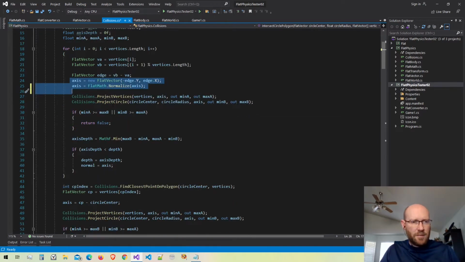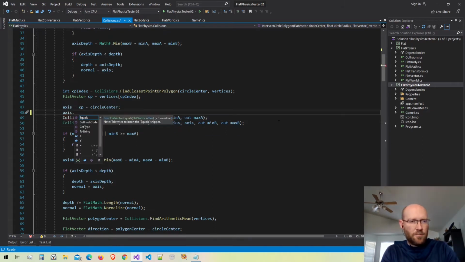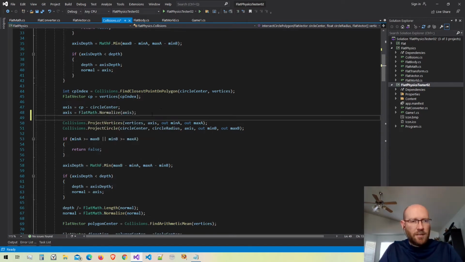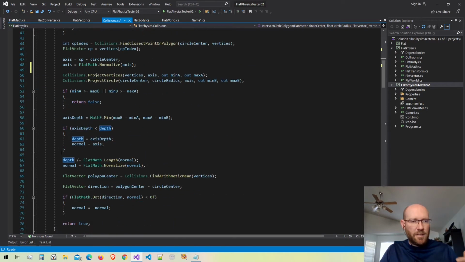There's that one. We also need to scroll down here. Here's the next axis. We're finding the axis between the closest point on the polygon and the circle center. Again, we're going to project the vertices onto this axis, and so we need to normalize the axis first. And now since we're normalizing here and inside the loop here, every time we record the normal as the axis, we don't need to make any corrections at the end.